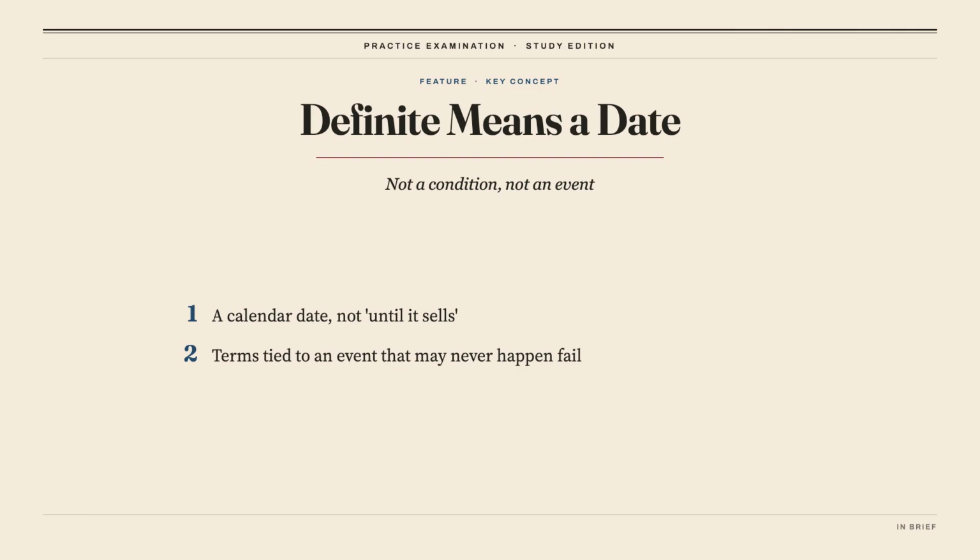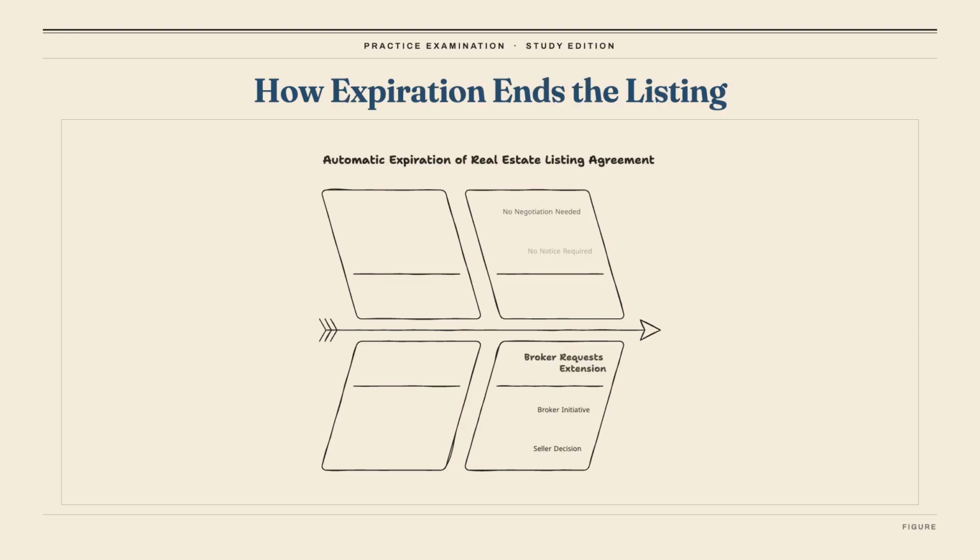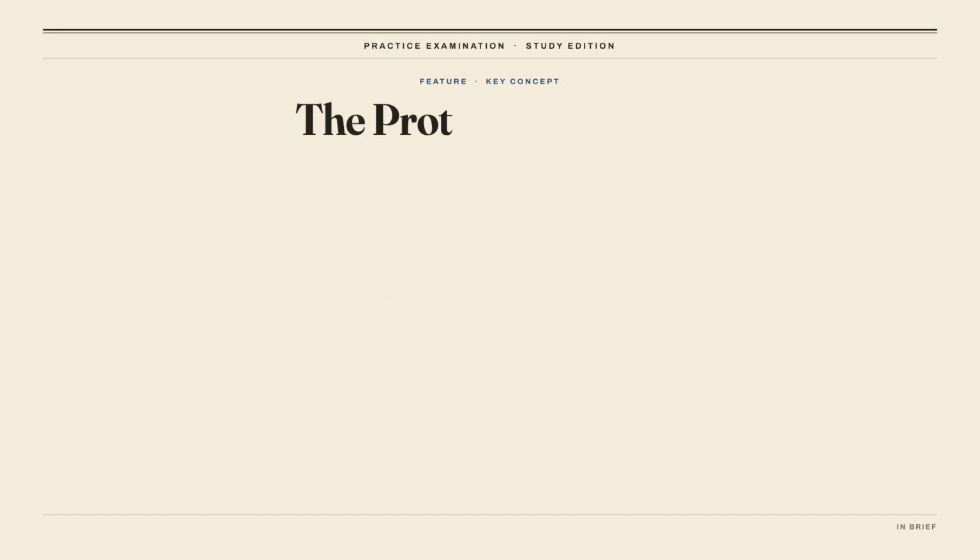An agreement worded that way fails the requirement even if a broker also names the property, the price, and the commission. The expiration date works automatically. When it arrives, the agreement simply ends, with no notice, no termination, and no negotiation required, so an unhappy seller just waits out the term, while a broker who wants to continue must ask for an extension.